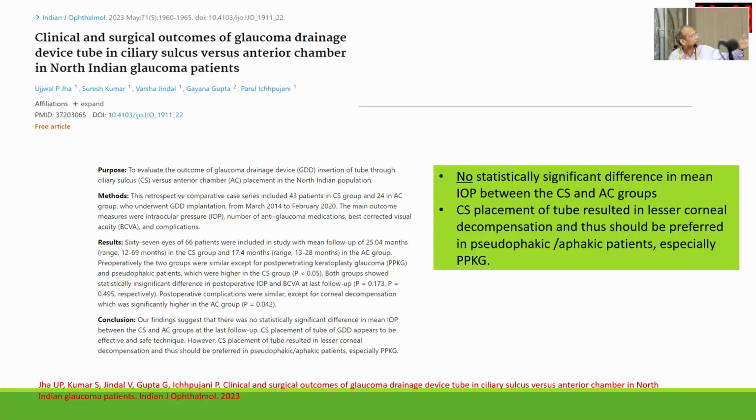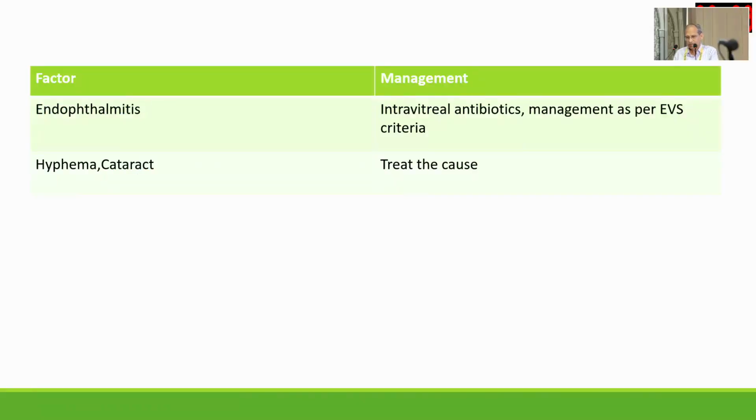So this is our study of 66 patients. We found that there was no difference in IOP control in both the groups. However, the anterior chamber versus ciliary sulcus placement had better outcome as far as endothelium was concerned. Endophthalmitis and hyphema again have to be treated. For endophthalmitis, intravitreal antibiotics, or pars plana vitrectomy if there is no response.